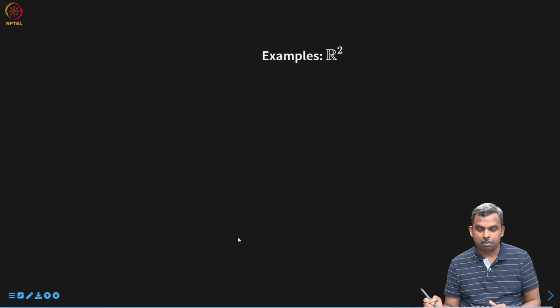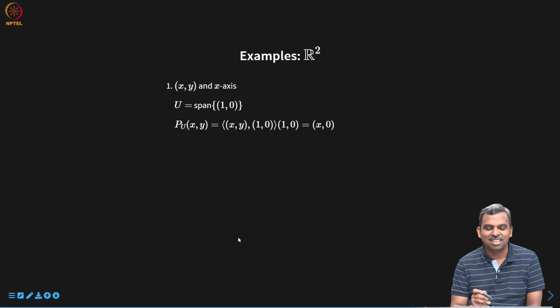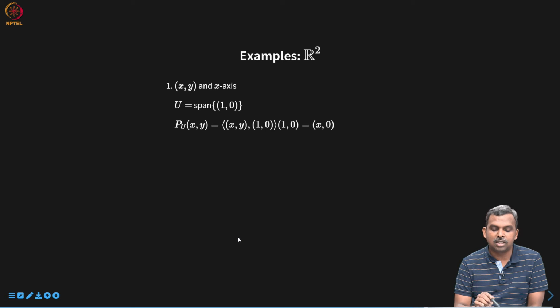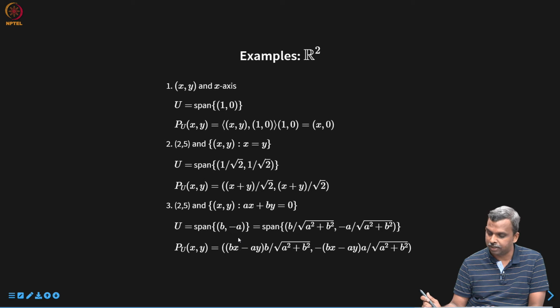So let's see some examples. Go back to the R2 example. Let's see the x, y, and x axis. X axis is U, the span of 1, 0. 1, 0 is the orthonormal basis. Once you have the orthonormal basis, you know how to find the projection, right? For every basis vector, you do an inner product of the vector with that basis vector multiplied by the basis, and x, y comma 1, 0 is simply x. X into 1, 0 is x, 0. So we knew this. This was just to show you how it works.